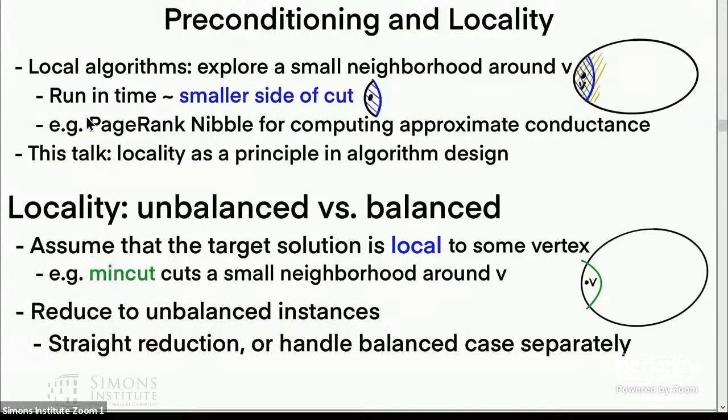And once again, it's not enough to just assume unbalanced. We want to reduce general instances to unbalanced ones. Our techniques depend on the problem. Sometimes we can obtain a straight reduction, and sometimes you have to handle the balanced case separately and exploit additional structure from the balanced case.